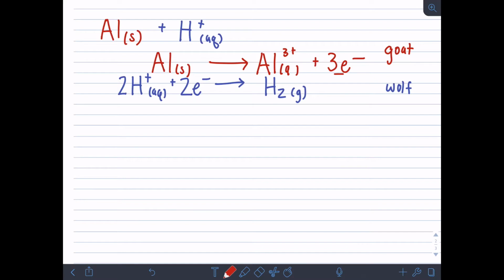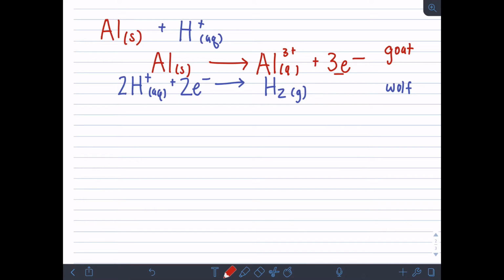If we were to combine these as is, we would have a leftover electron, and you can never have electrons left over in a balanced chemical equation. Therefore, we'll need to find something to multiply these by to increase the electrons until they're the same amount. We want to transfer the same amount of electrons from one to the other. So for every electron that is given up by the goat, must be taken in by the wolf.